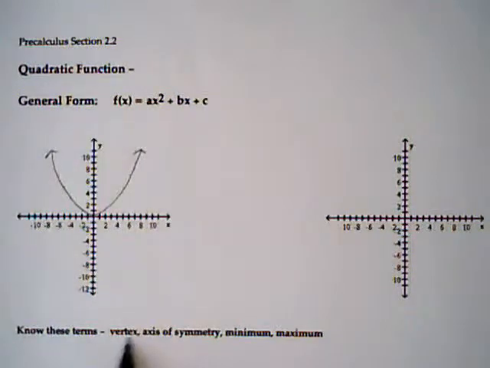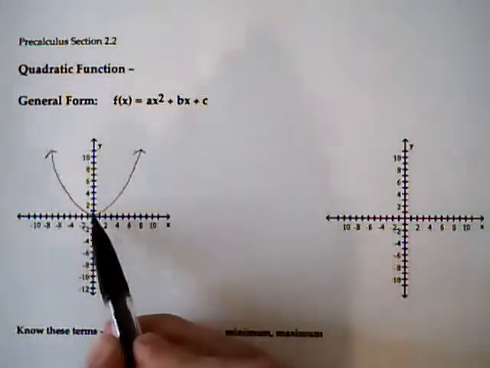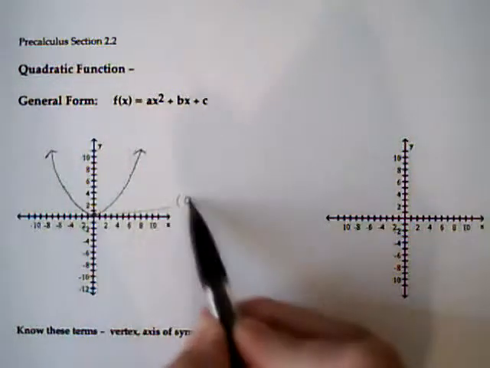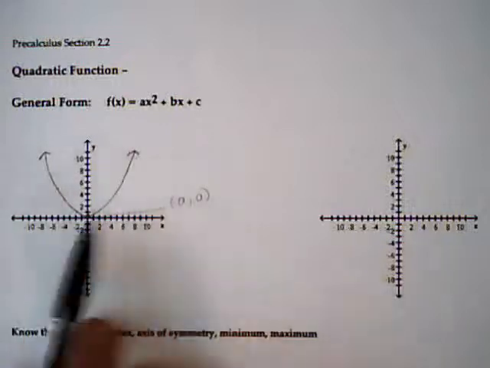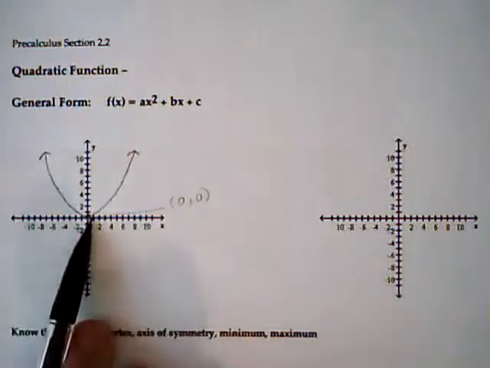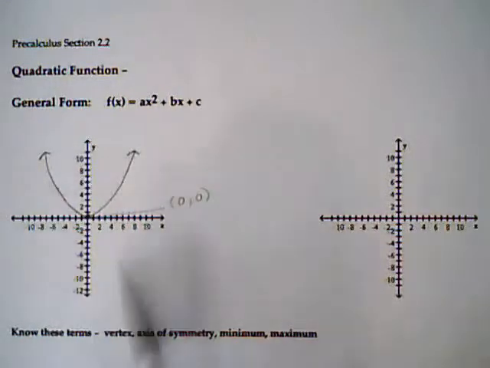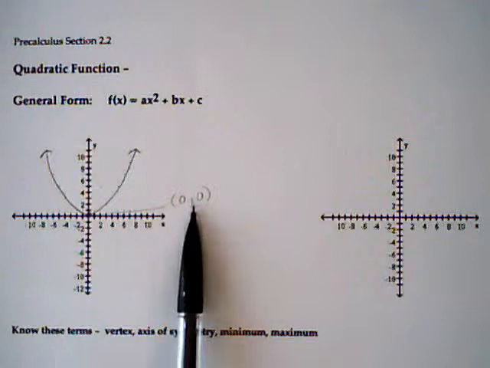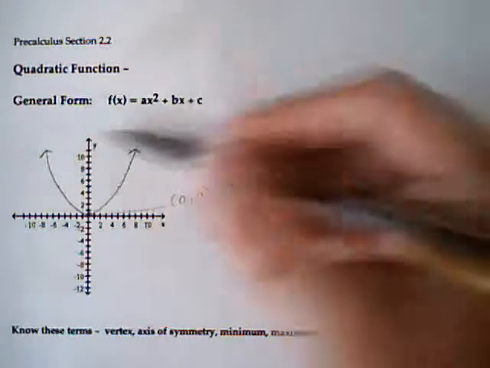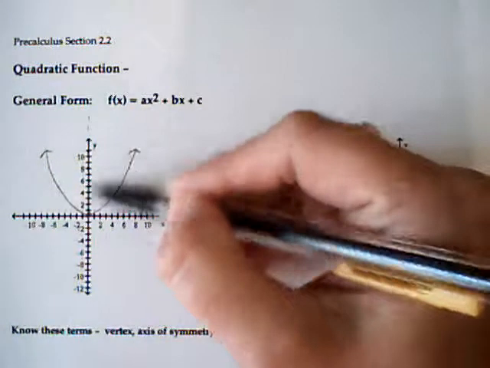The first one is the vertex. The vertex for this parabola that I have graphed here would be the point 0, 0. The vertex will be either the minimum point if the parabola is open upward, or it will be the maximum point if the parabola were open down. The axis of symmetry is a vertical line that will pass through the vertex. So for this parabola it would actually be the y-axis.